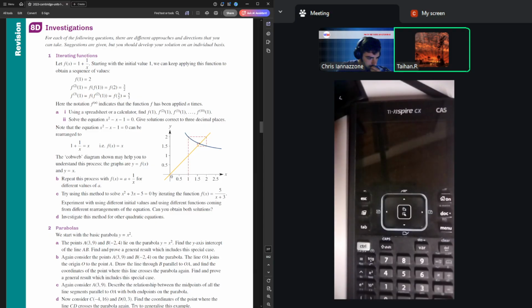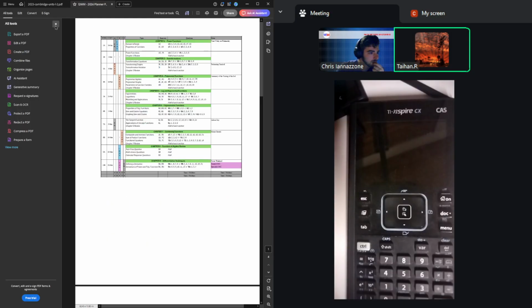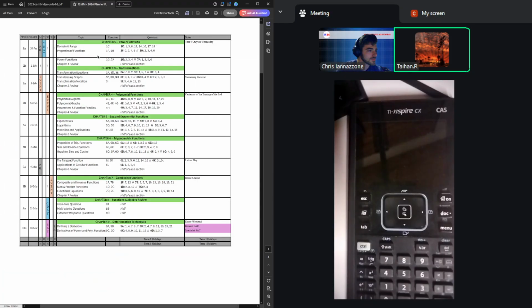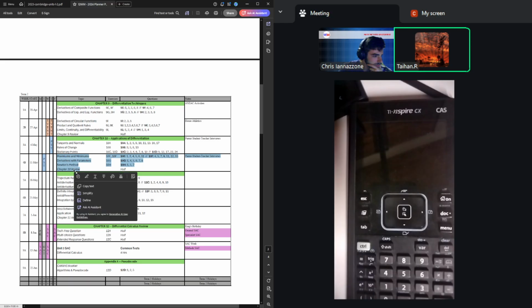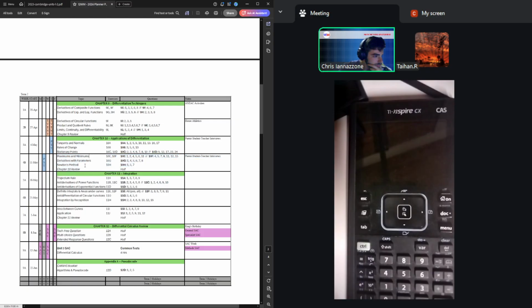I'm just seeing this now as well, because they've just sent this to us, but I just wanted to check where we're at right now. We're looking at 11th May. Exactly, 11th May. Cool. We've pretty much done integration. Yeah, we're finished integration now. Integration by recognition, we've done anti-diff, we've done that.